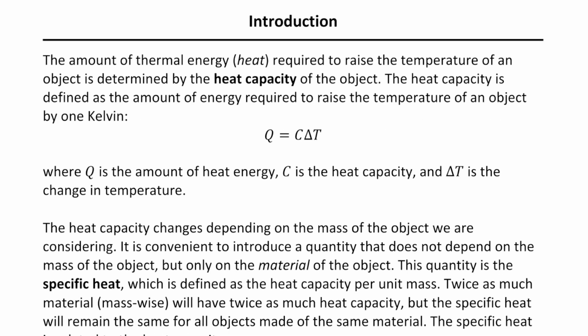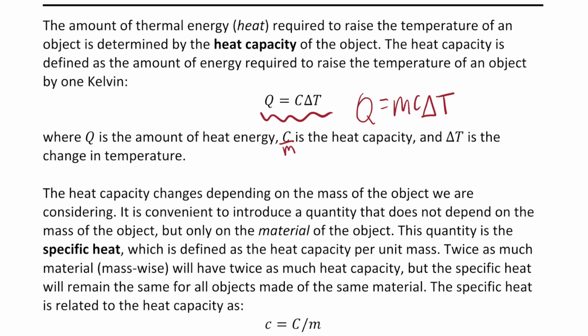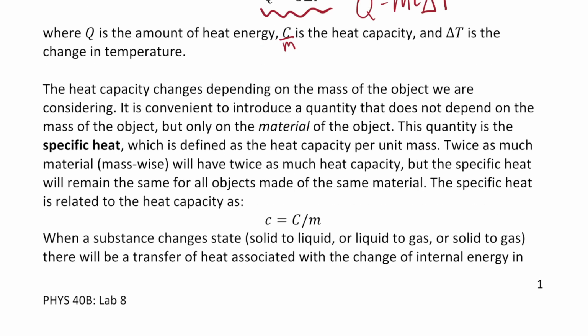But the first equation they tell you is Q equals C delta T, where Q is some amount of energy, C is the heat capacity, not the specific heat. Keep that in mind. Delta T would just be the change in temperature. You may have also heard Q equals mc delta T, right? If you've seen this equation before, this c is the specific heat, which is the heat capacity C divided by the mass of the object. They define it for you down here.